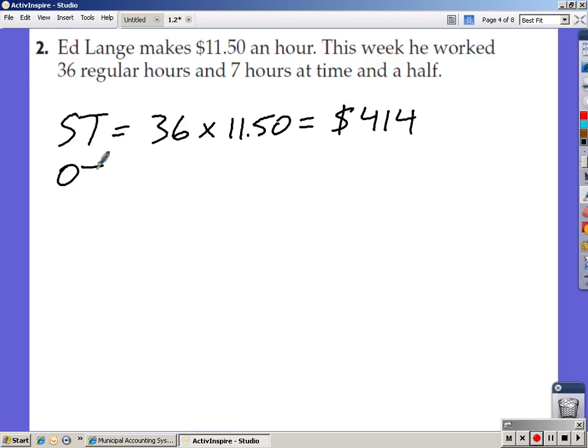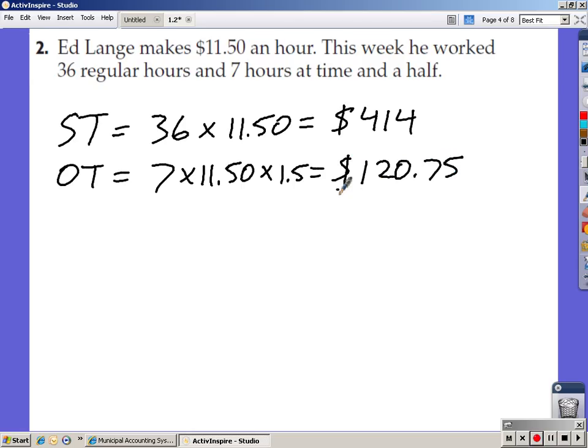Okay, overtime, 7 hours of overtime pay at $11.50 times your time and a half. 7 times 11.50 times 1.5 is $120.75. All right, add those two together, and you get $534.75 in total pay. All right?